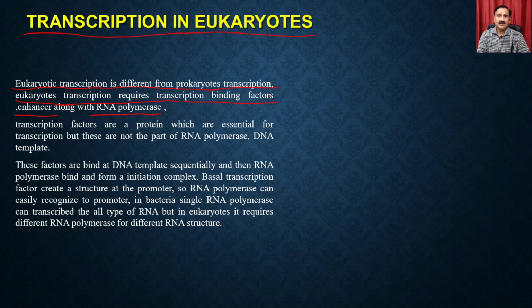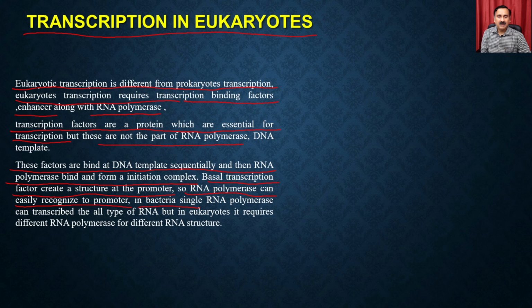Whereas in eukaryotic transcription, you require the transcriptional factors, you require the enhancers, and you also require the RNA polymerase. So what are the transcription factors? Transcription factors are proteins which are essential for transcription, but are not part of the RNA polymerase. These factors bind at the DNA template sequentially, and then the RNA polymerase binds and forms the initiation complex. The basal transcription factors create a structure at the promoter, so RNA polymerase can easily recognize the promoter.